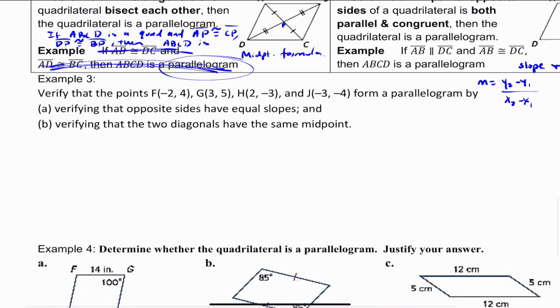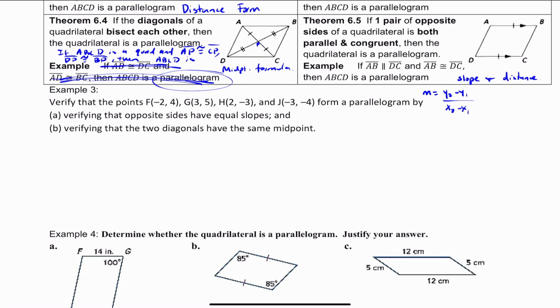Okay, let me go ahead and take a look at example 3. Verify that the points F, G, H, J form a parallelogram by verifying that the opposite sides have equal slopes and verifying that the two diagonals have the same midpoint.